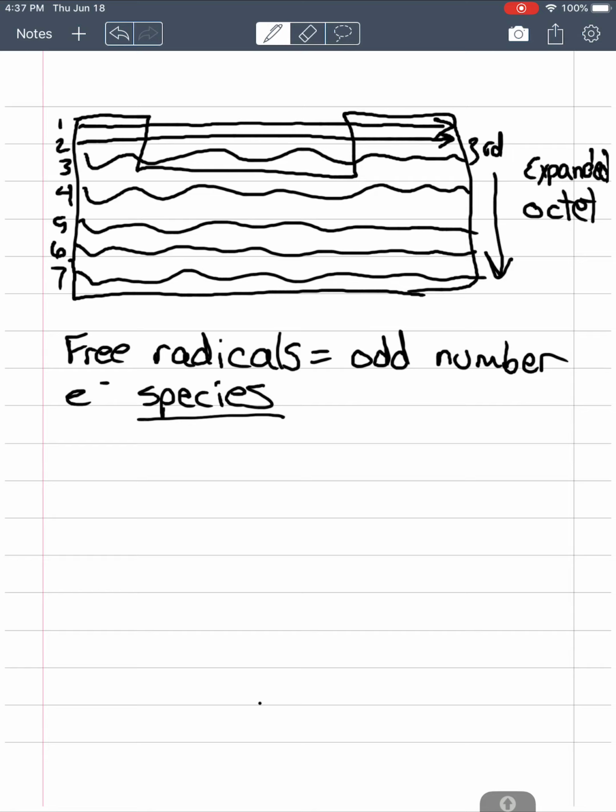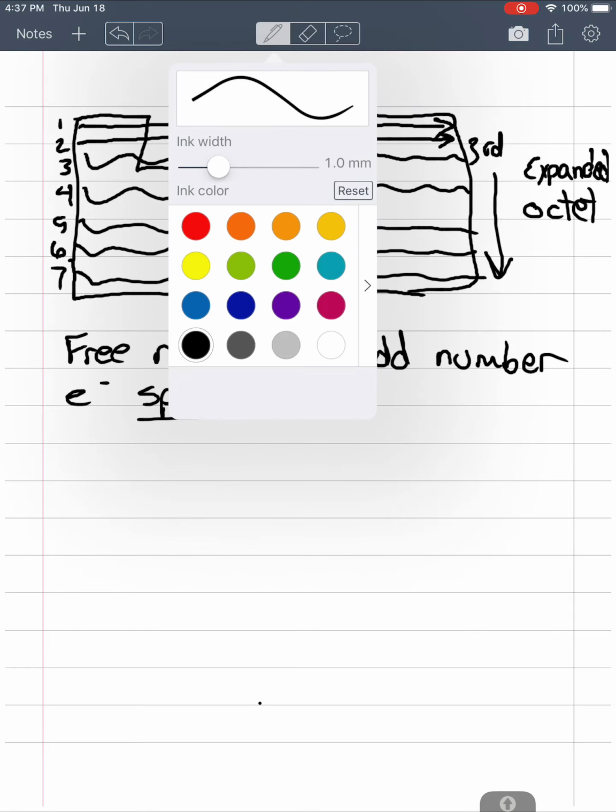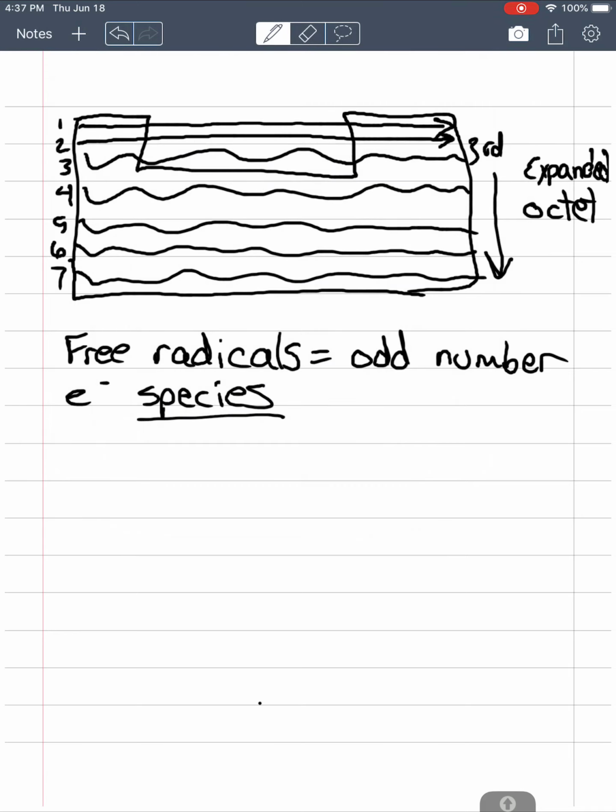So, I wonder if I can change the color on this. Ooh, cool, I can. All right, so we've got this option.